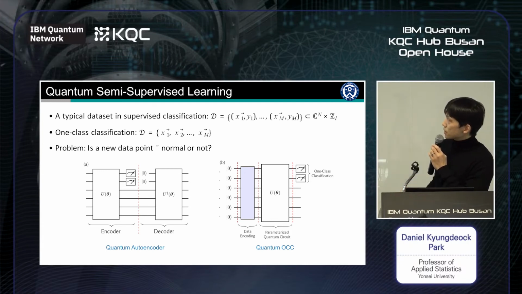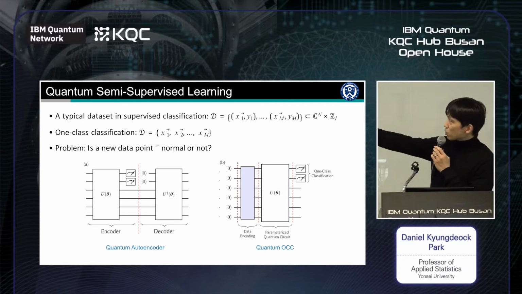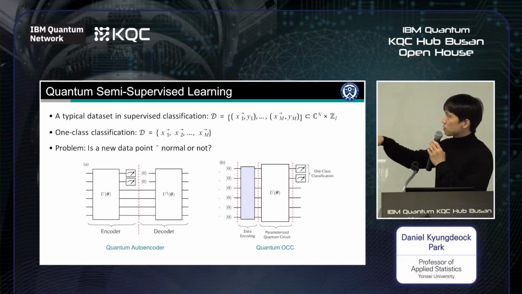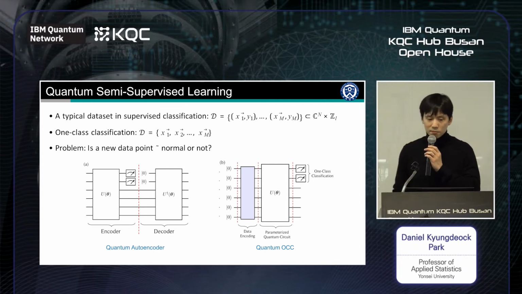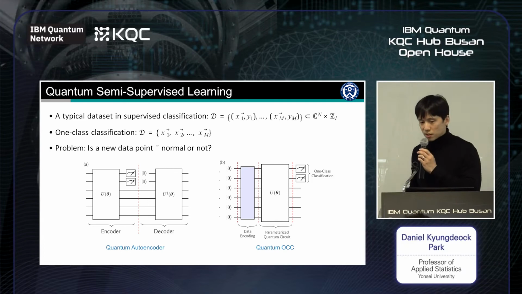In one-class classification, this is slightly different compared to binary classification. It's slightly more difficult, because the data set that we have for one-class classification, which aims to train the map that's specific to the data set, does not have the label information. So this is a little bit more difficult problem than binary classification.